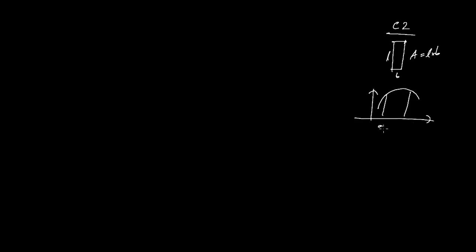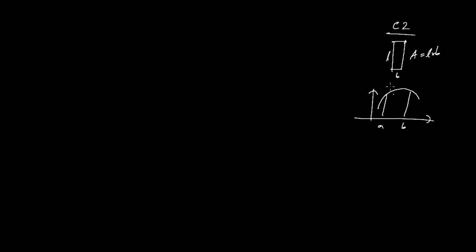So the C2 rule says that if you have a rectangle, suppose this is the length and this is the breadth, the area is going to be L into B. Now this is a curve and it has a limit starting from here and ending here. It is made up of many rectangles.